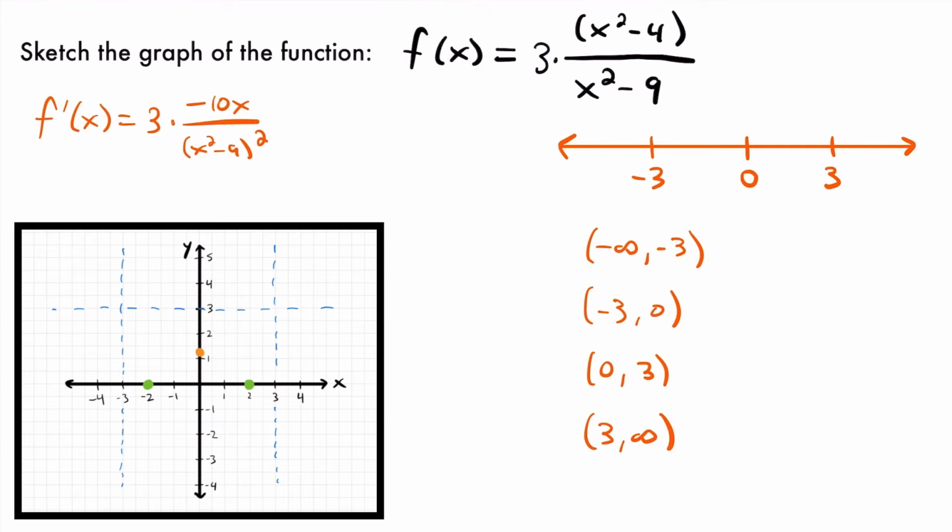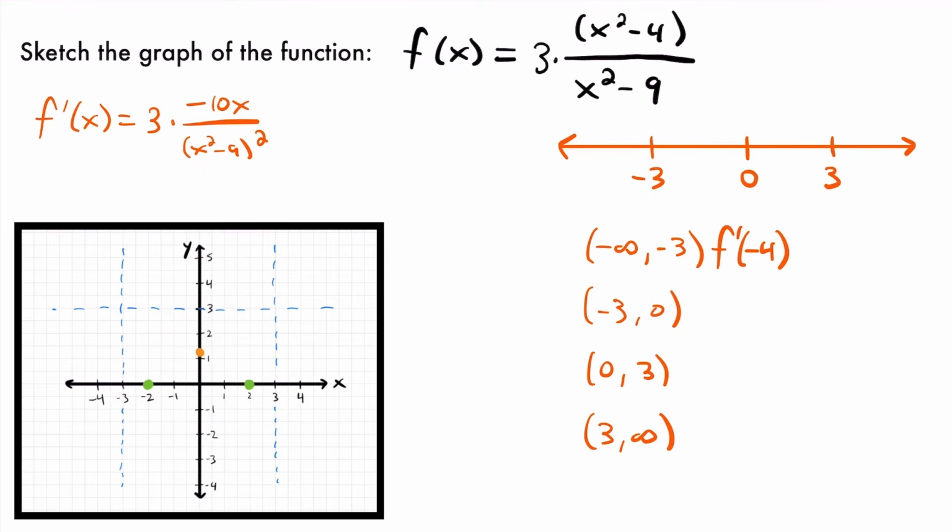And so now we're going to want to pick values of x between the endpoints of each of our intervals and plug them into our first derivative to see if the value is positive or negative, and that's going to tell us where our function is increasing or decreasing. And so I'll start with our first interval. I'm going to plug in negative 4 into our first derivative.